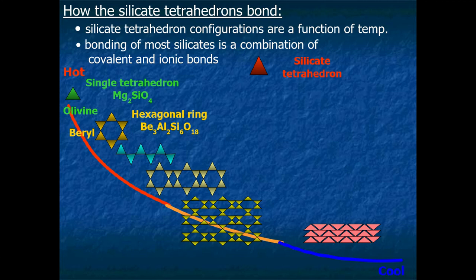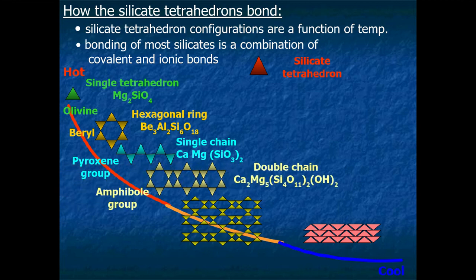We lower the temperatures a little bit more, and now you can see the configuration of tetrahedra begin to rearrange themselves according to a new temperature. And now we start to produce what we call single chain tetrahedra. And now it joins up with calcium and magnesium. So there's two additional cations, and we form a mineral group called the pyroxene group, which now has a different internal structure.